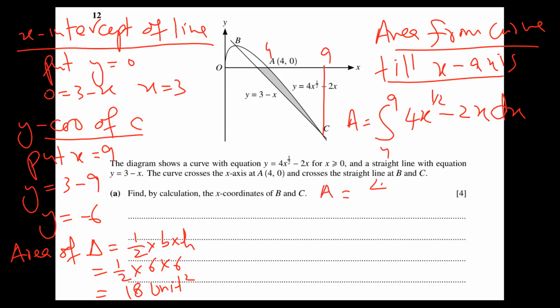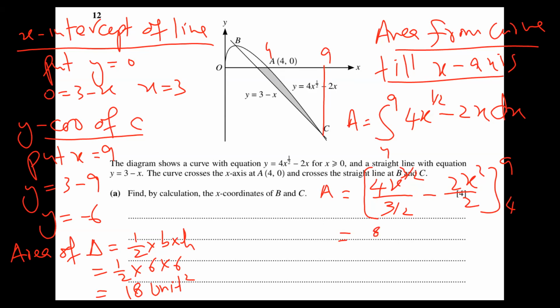What is the integration of this, half plus 1? You get 3 over 2, and divide by 3 over 2, so 2x to the power 3/2 over 3, and the limits are very clear, 4 to 9. If I check carefully, 2 over 3 times 4 gives 8/3. So 8/3 comes from here.